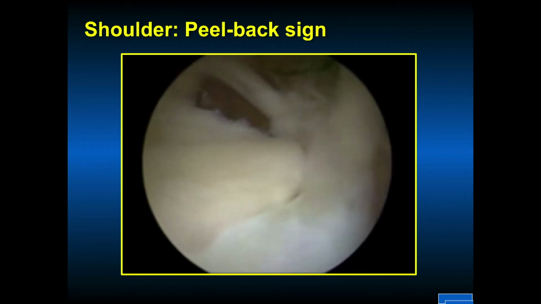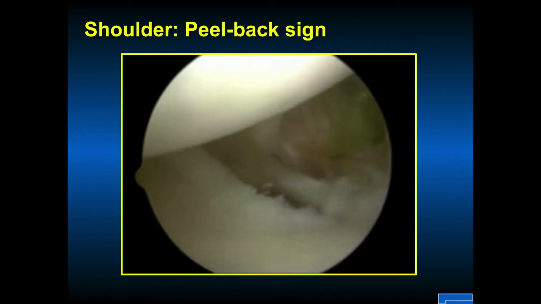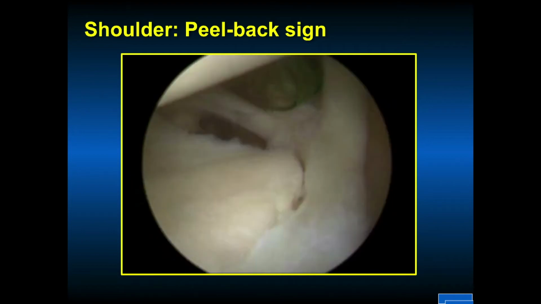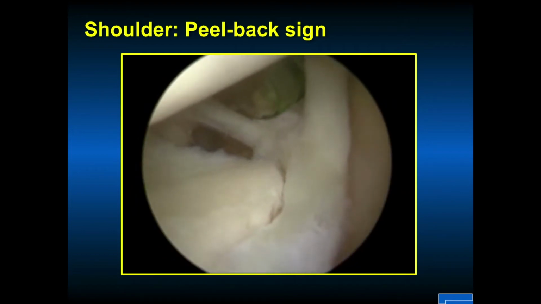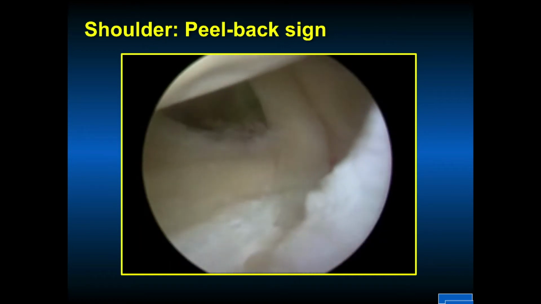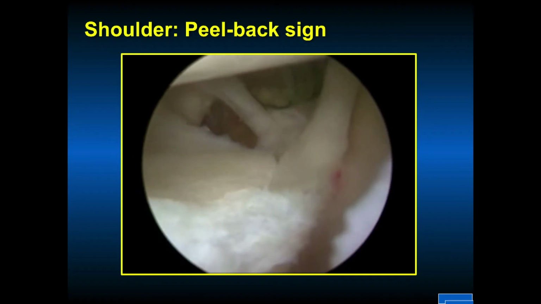Think about a test of the O'Brien's test or a maximum external rotation test in hyperabduction that you can do with a patient seated or supine, reproducing this arthroscopic view, and then it all makes sense why they have pain in the extremes of rotation with a SLAP tear.